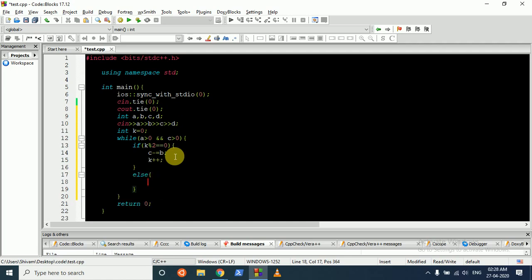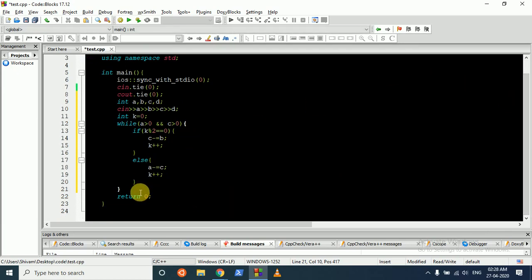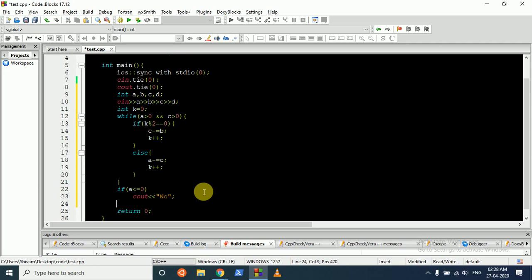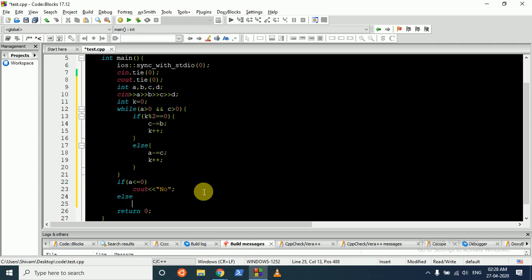Else, we will subtract the attacker's strength from the other monster's health and again increment the counter. And when any one of them gets 0 or below, then we come out of this loop. So if A is less than or equal to 0, it means the health of Takashi's monster is less than or equal to 0, then Takashi has lost, so the answer is No. Else he has won, so we have to output Yes.